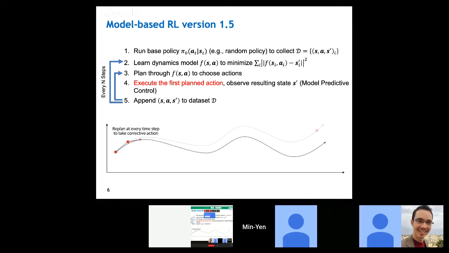Yeah, so in Dagger, what happens is first you collect the data, then you have some initial policy, you run that policy, you gather some new data, and then you append the data to your initial data set, and then you go on like this step by step. That's what Dagger is basically.